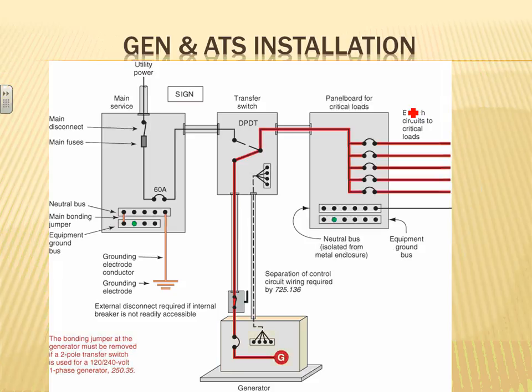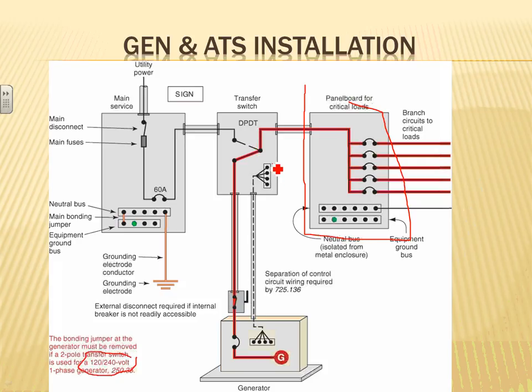So I grabbed this one. This looks like a residential one, but I thought it's a really nice picture depicting how you feed an emergency panel. Even though it says 120/240 here, you can imagine this could be for any voltage. So this will be your emergency panel right in here, and we have an auto transfer switch, double pole, double throw. This is your auto transfer switch or manual transfer switch.